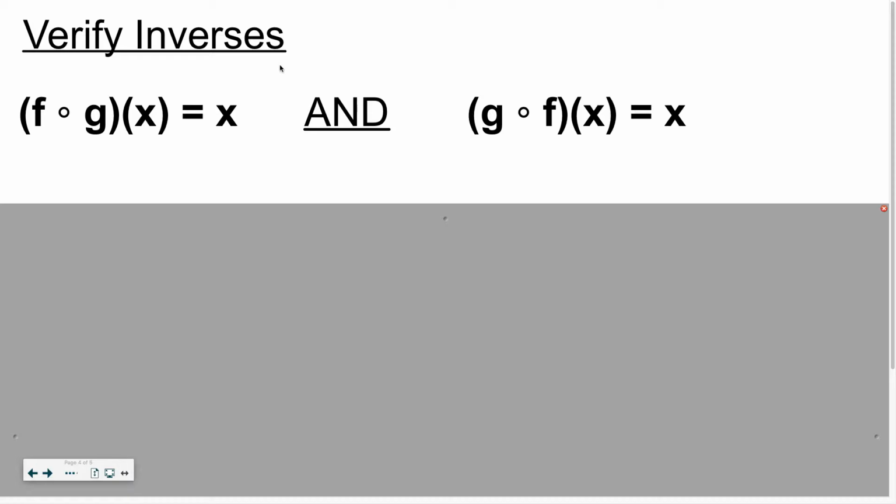And what you need to show in both compositions is that both compositions totally undo all of the numbers, and the only thing that's left is x. If it was equal to 2x, not an inverse. If it's equal to x minus 1, not an inverse. If it's equal to 1, not an inverse. And the only way it's an inverse is if it's equal to x. So we'll do an example.